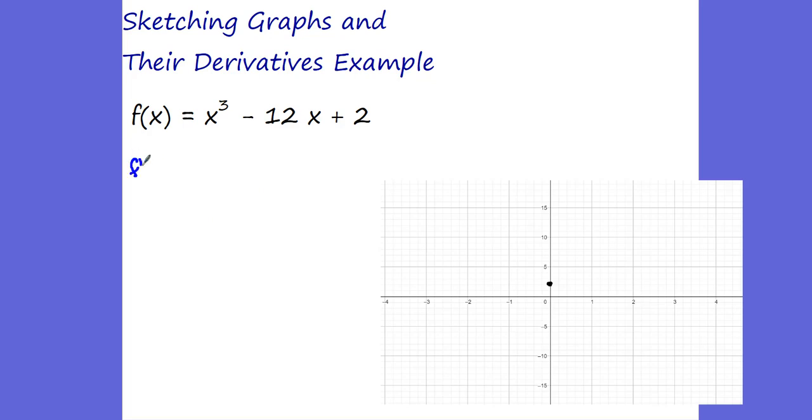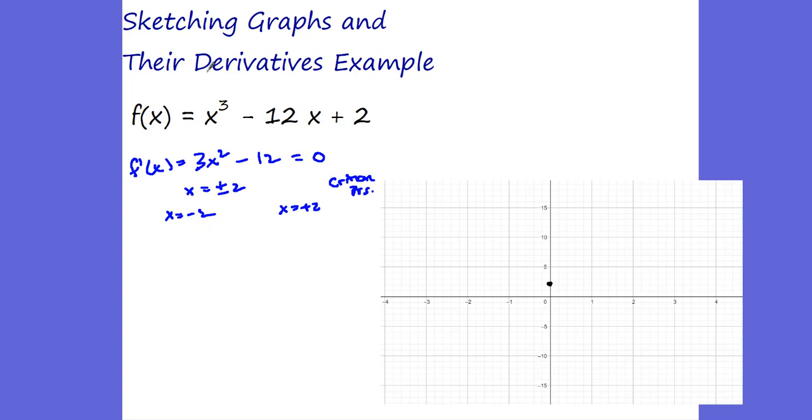So let's take my first derivative of this function. I get 3x squared minus 12. I am going to set that equal to 0, and x could either be plus or minus 2. x could be negative 2 or x could be positive 2. And those are my critical points.